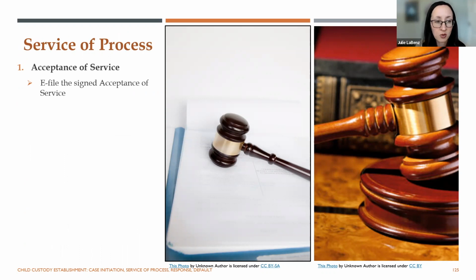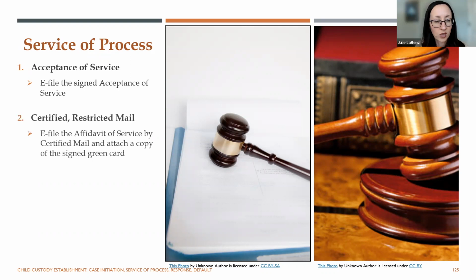And you've got these options. You can do acceptance of service, where you meet with your co-parent, you hand them a copy of the documents you filed, and then they sign the acceptance of service before a notary or a court clerk. And then you e-file the signed acceptance of service with the court. And at that point, service is completed.